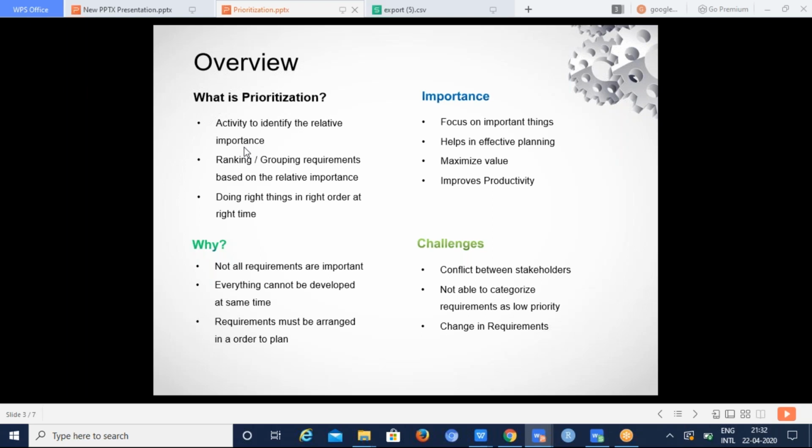What is prioritization? Prioritization is the process or activity to identify the relative importance of requirements or tasks so that they can be ranked or grouped based on the relative importance, so that we can do the right things in the right order at the right time.